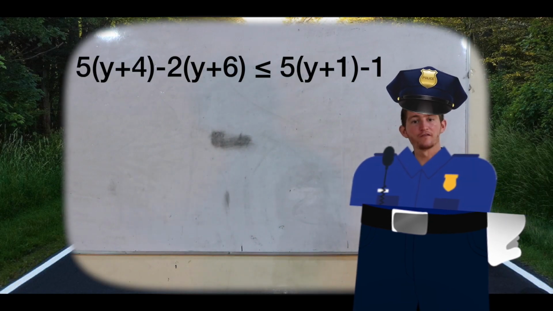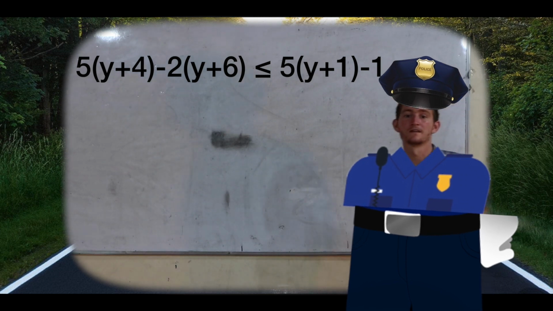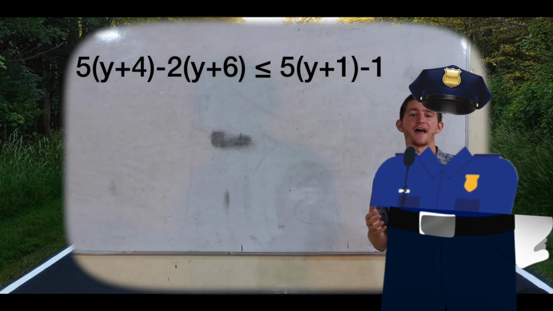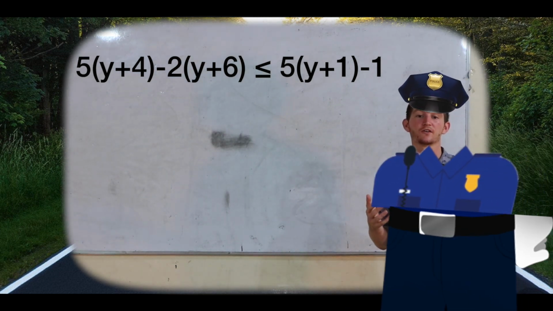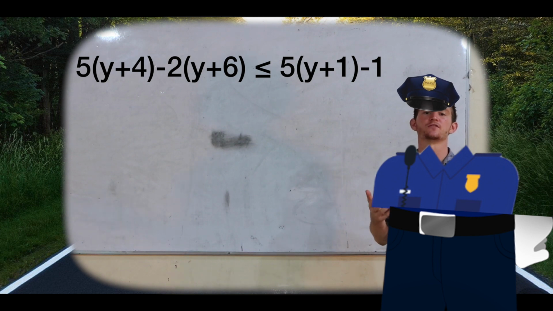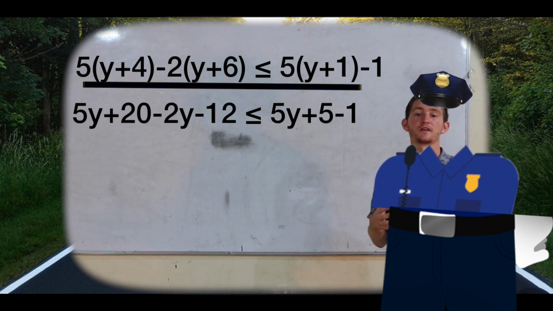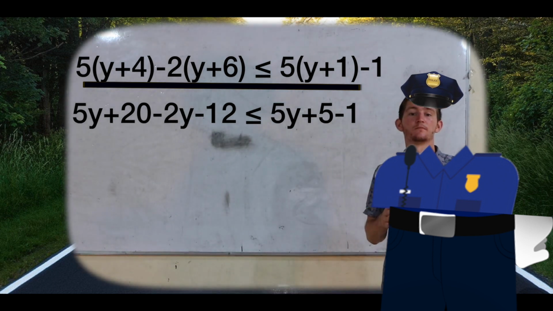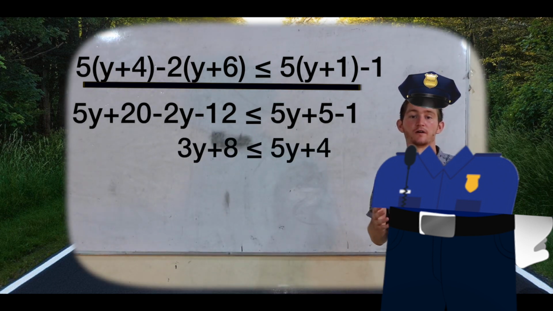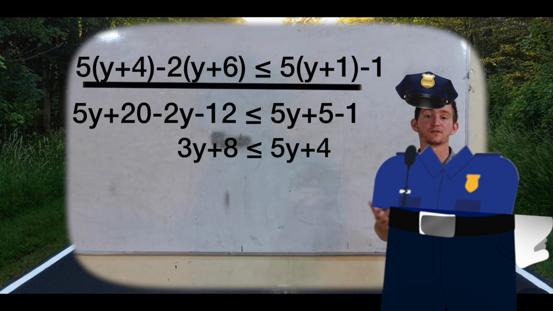How should we solve this inequality? Since the left side already has two y terms, we should combine like terms. Distribute the 5 and 2 to the expressions inside of the parentheses. This becomes 5y plus 20 minus 2y minus 12, which can be simplified to 3y plus 8. The right-hand side becomes 5y plus 5 minus 1, simplified to 5y plus 4.